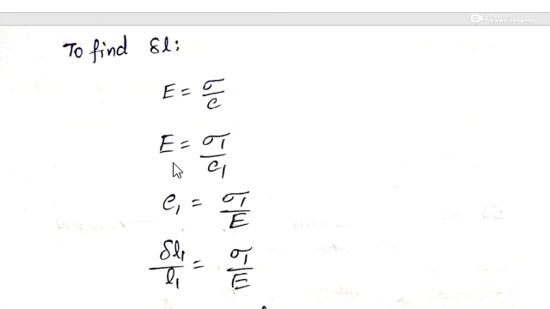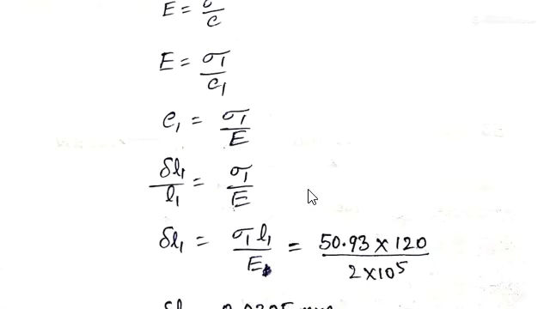From that, small e1 is sigma 1 by capital E, and small e is nothing but strain, which is given by change in length by original length. So delta L1 by L1 for the first part. So e1 is the stress in part 1 by E, Young's modulus. So we require the change in length for part 1.